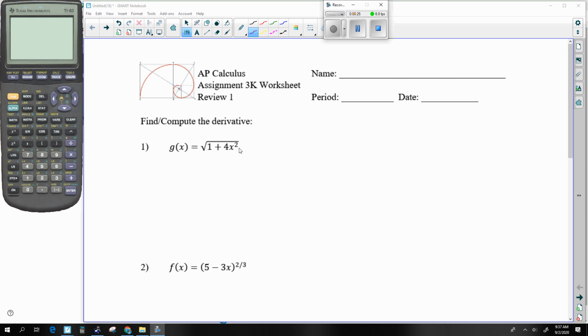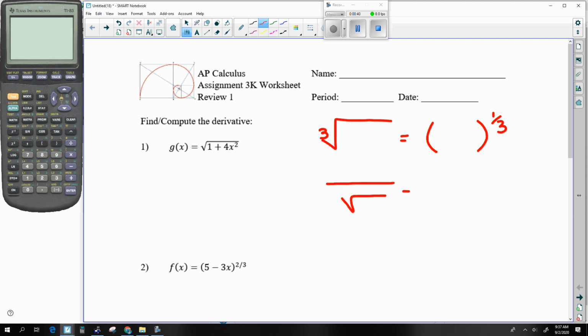Skills that you have to be really comfortable with are the skill of rewriting. So for instance, noticing that a third root is going to be in essence to the 1/3 power. A denominator of a square root or something is to a negative 1/2. Those sort of things, you have to be really familiar with those.